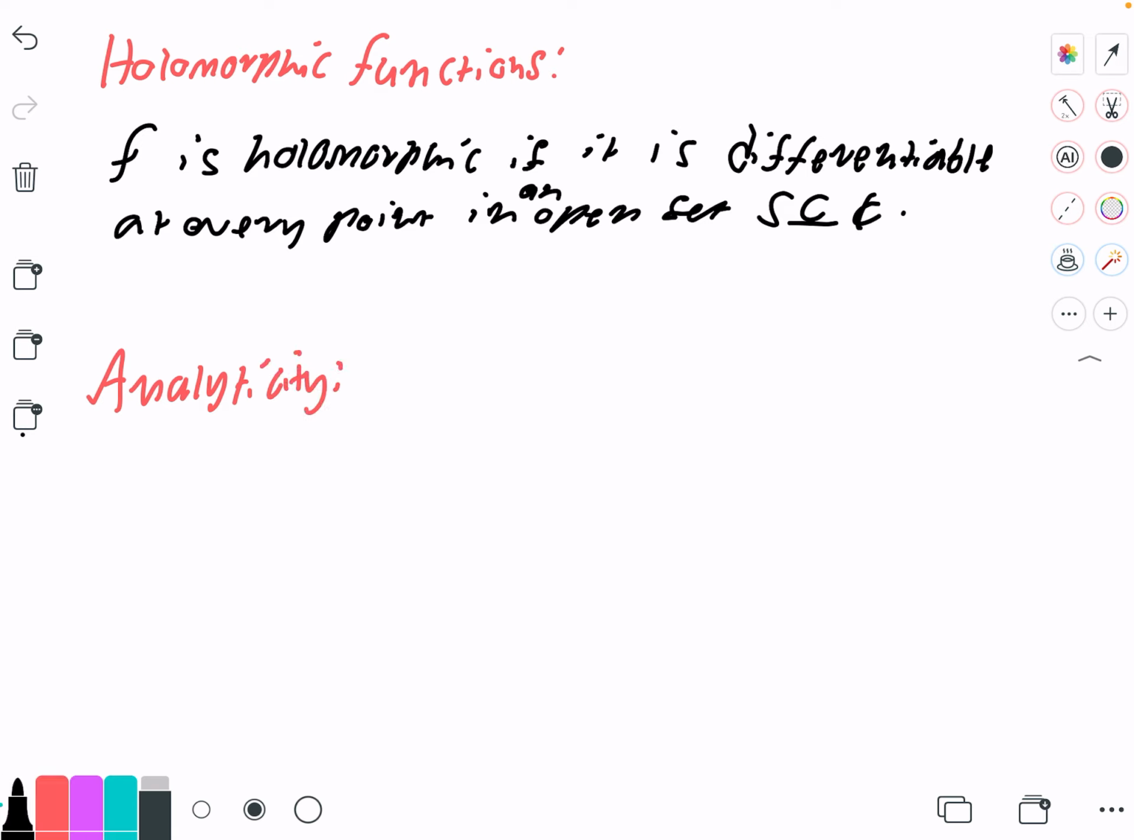And this is why you'll sometimes see holomorphic functions, actually, it's very common to have them referred to as analytic functions. They're used interchangeably. But do remember that holomorphic is the type of function, and analytic describes the property that they are satisfying.